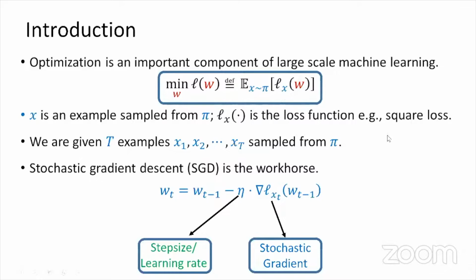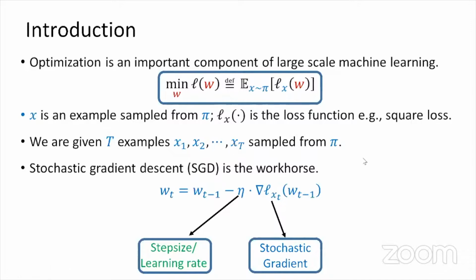Yesterday, for example, we thought of the setting where the loss function L is the square loss, and that was the stochastic linear regression problem. We are given only t examples, x1, x2, all the way up to xt, which are sampled from pi. Here I'm using the notation xi, but in terms of yesterday's notation, it would include xi comma yi. I'm just using xi to keep the notation simpler.